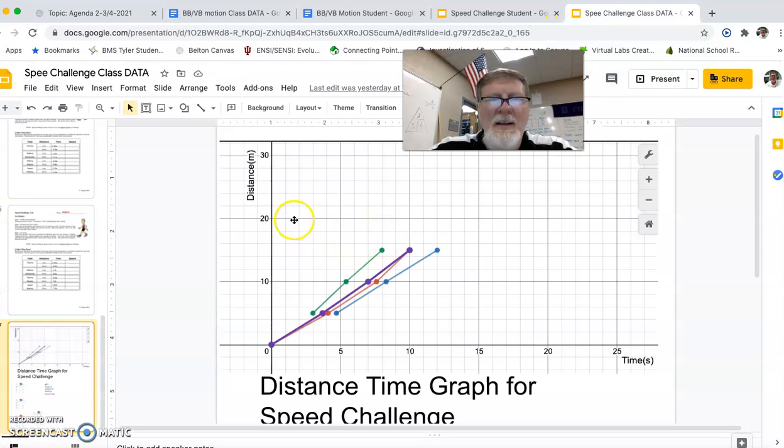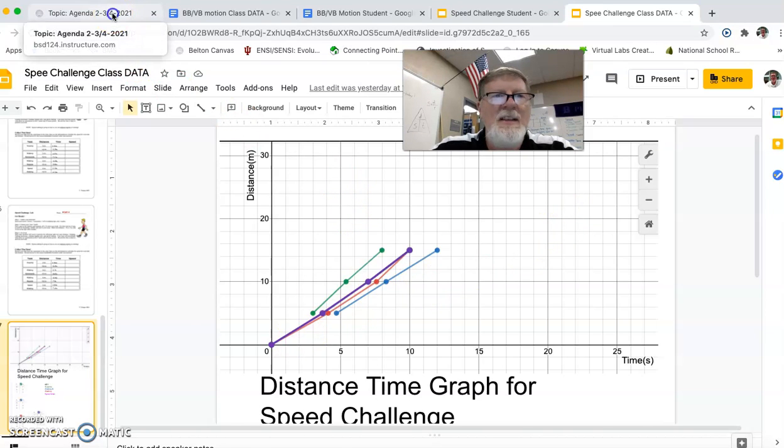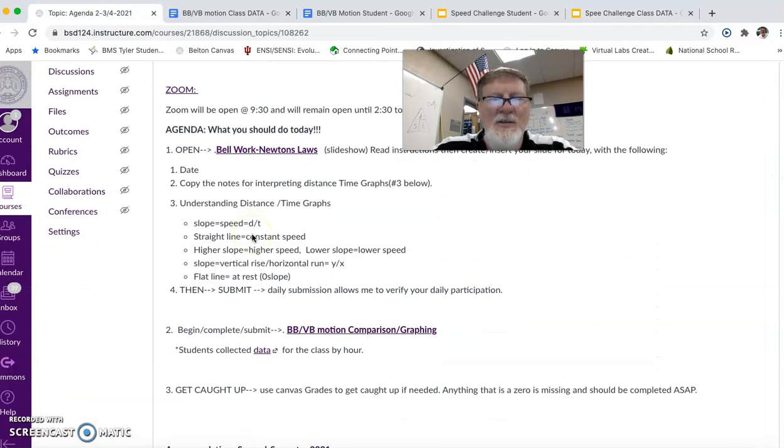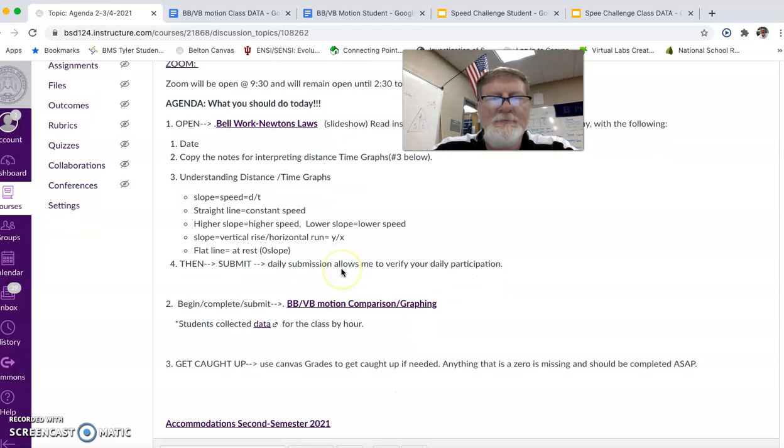If we had a line that went perfectly horizontal, that would indicate that there's no movement occurring. It stays at the same point in terms of its position or distance over time. If you had a really steep line, that would indicate something moving faster than a line that was not as steep. You need to be able to speak intelligently about the data represented on a motion graph. And then slope ultimately is vertical rise over horizontal run, or y over x.